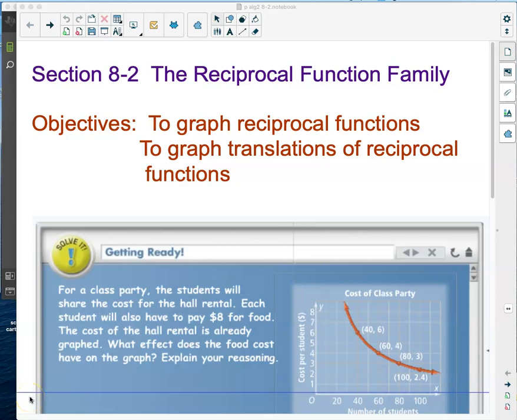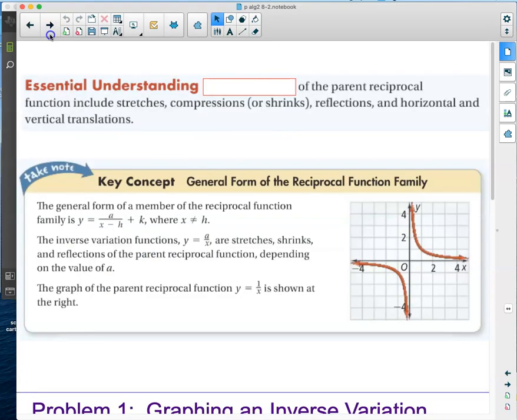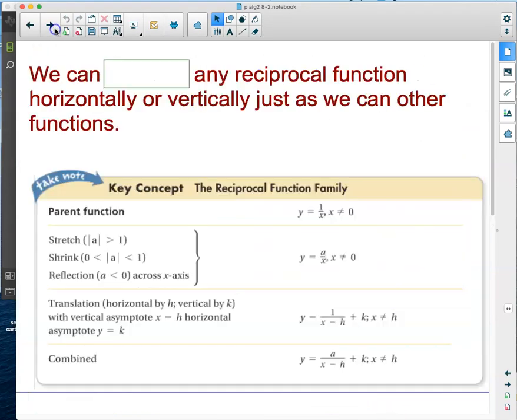Hi Algebra 2 students. This is Friday's video for Section 8.2 Day 2. We've got the reciprocal function family, and our objective is to graph reciprocal functions and to graph translations of reciprocal functions. I'm not sure how far we're going to get in class, so if I'm repeating some of what you already know from in class, just go ahead and fast forward through it.